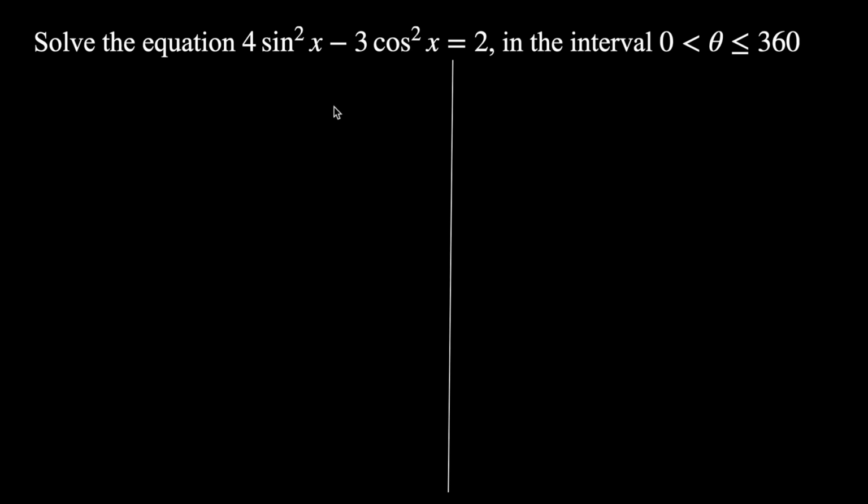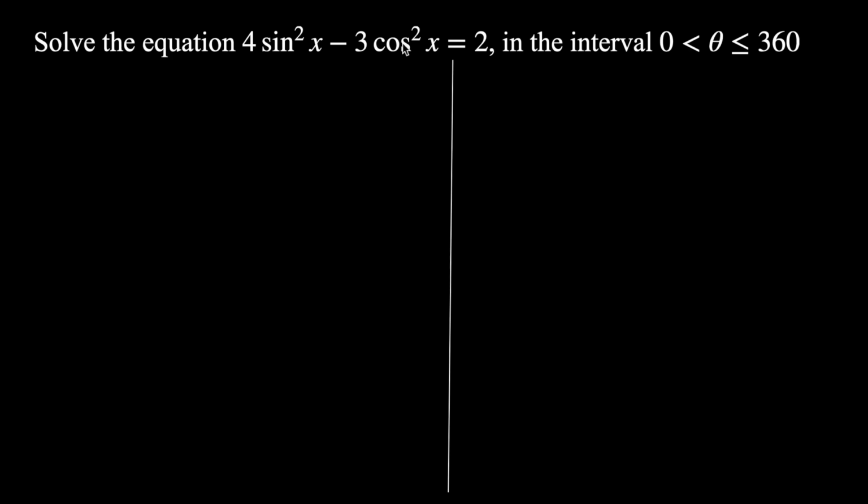It says solve the equation 4 sine squared x take 3 cosine squared x equals 2 in the interval 0 to 360 degrees. Okay, remember we want one function on the left and a number on the right. At the moment I have sine and cosine and they're both squared. The first question you can ask yourself is, how can I have this equation all in terms of one trig function? So how can I have it in terms of either sine or cosine?